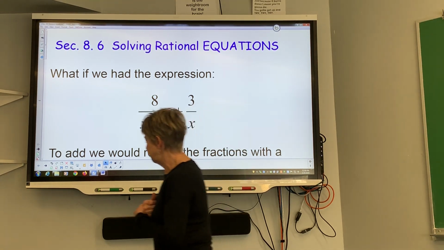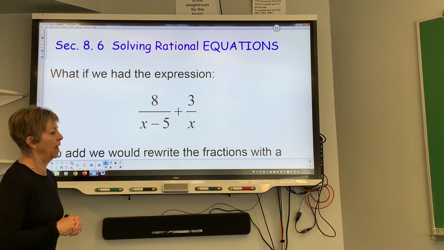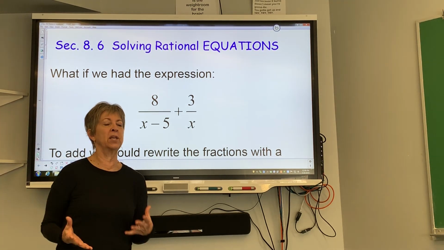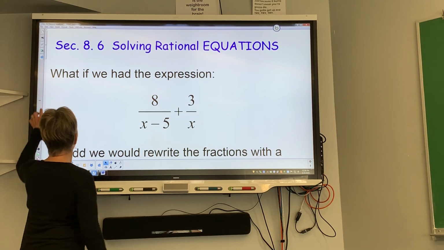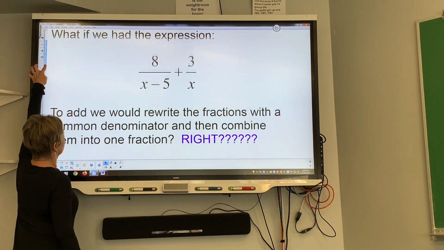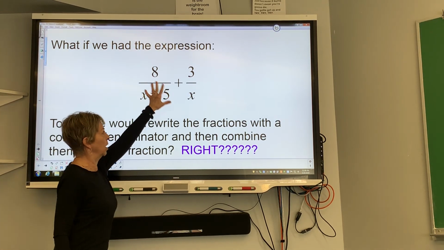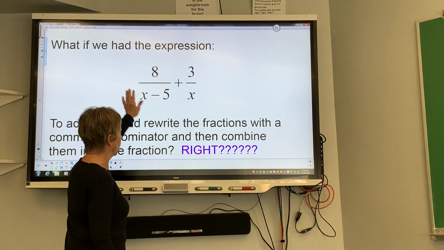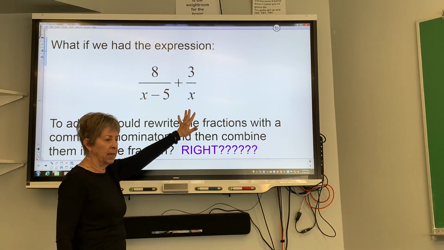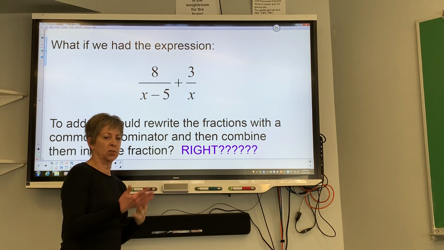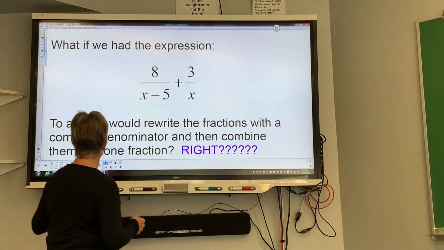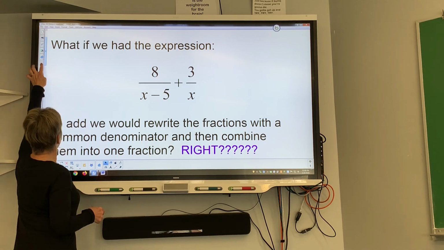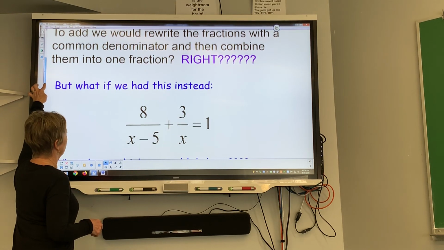So, this is the next section on, now we're going to solve equations that have these rational expressions in them. So if we had this particular addition problem, we would get the common denominator, change both fractions to the common denominator, and then add them together. Now, that's what we would have to do to add them, right?